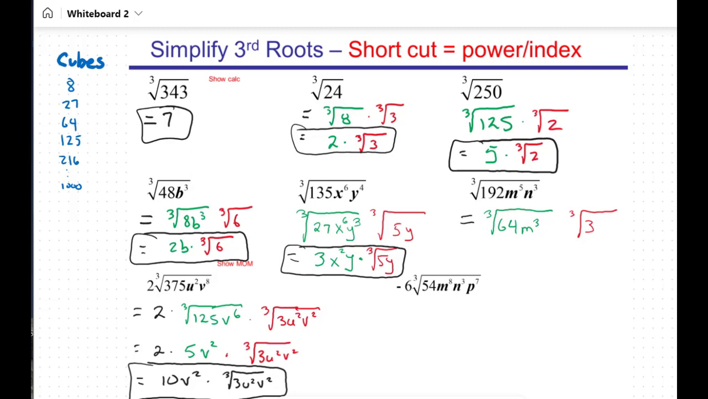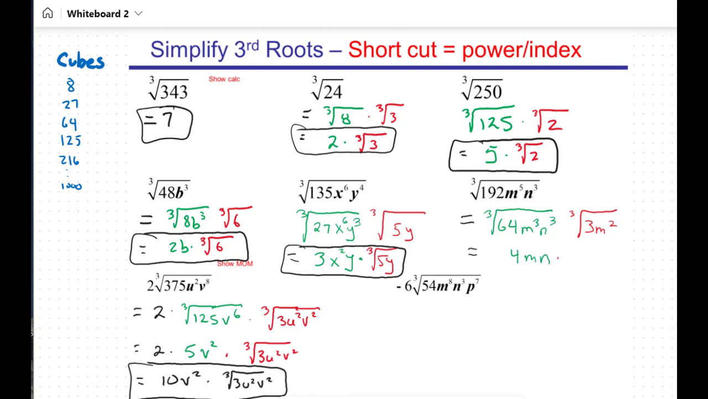And the n's are already cubes. Now if I break m's down by m cubed, I'm going to have m squared left over. Now that we can simplify, because the cube root of 64 is a nice answer, 4. Cube root of m cubed is a nice answer, m. Cube root of n cubed is a nice answer, n. No radical sign. The green one simplifies down to this really nice result.